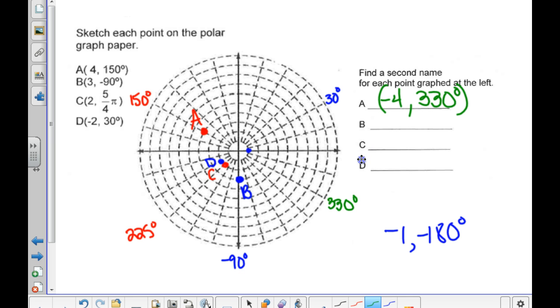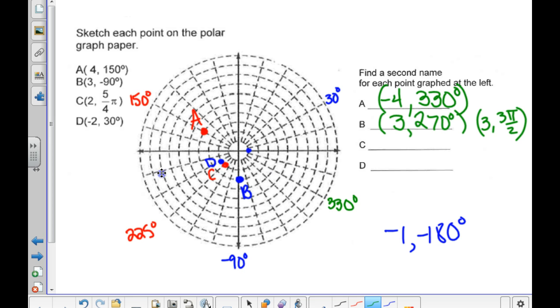All right? He's the one whose paper I don't want to have to grade because he's going to go for the hardest answer possible. B, 3, -90. Guys, B is right down here. What else could you call B? Oh, somebody's going to be nice to me. 3, 270. We could have gone with radians, I suppose. That's an easy one, right? 3 pi over 2.